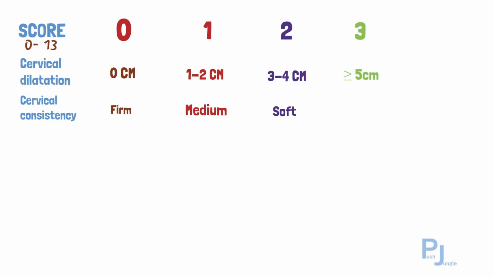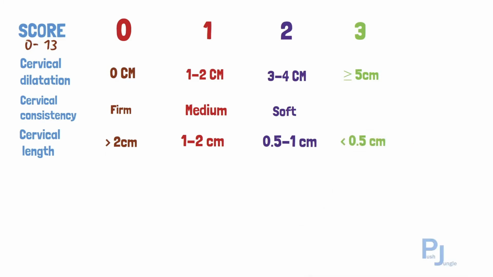So the cervical length, in the original Bishop score, this is cervical effacement, but in the modified Bishop score, it is cervical length. So if the cervical length is greater than 2 centimeters, it is given a score of 0. If the cervical length is between 1 to 2 centimeters, it is given a score of 1. If this cervical length is between 0.5 centimeters to 1 centimeter, it is given a score of 2. And if the cervical length is less than 0.5 centimeters, it is given a score of 3.